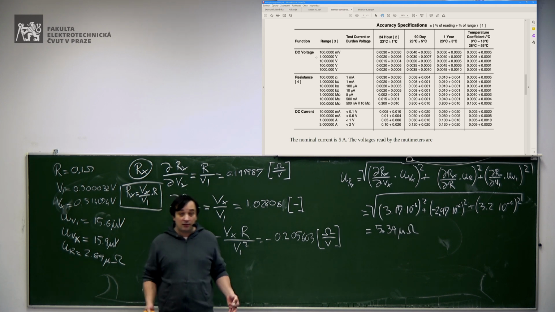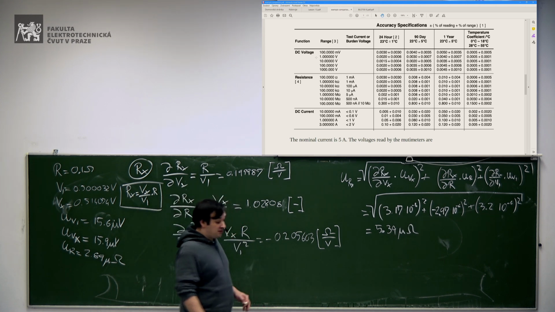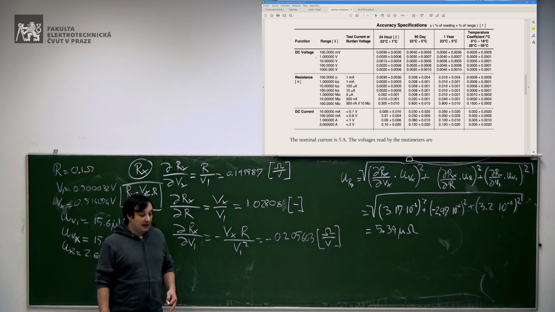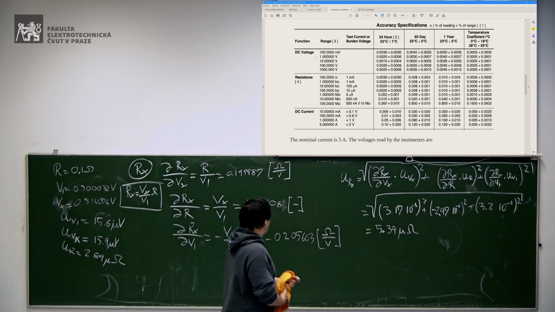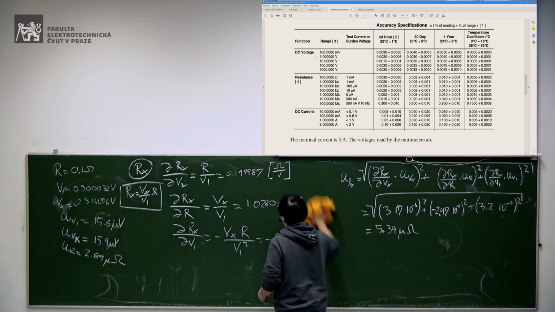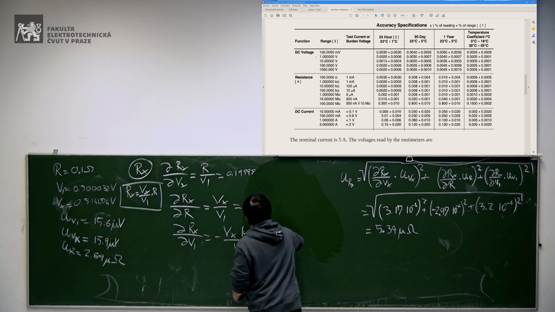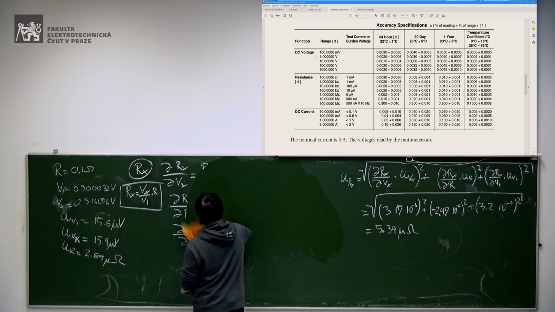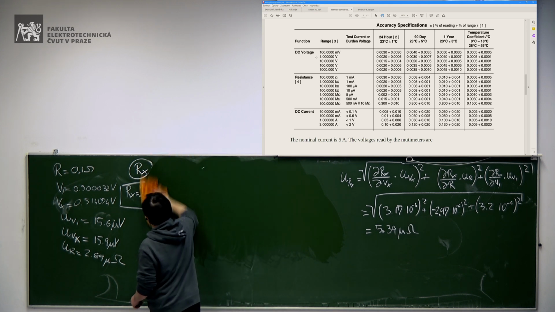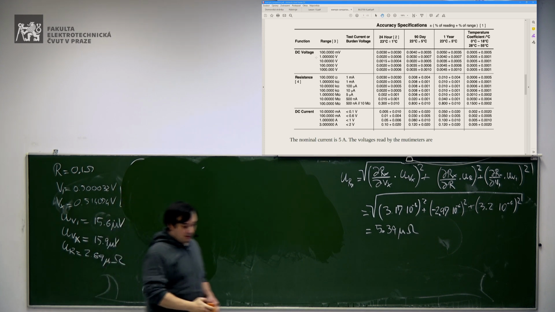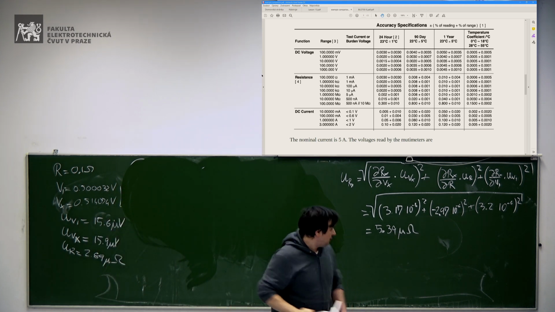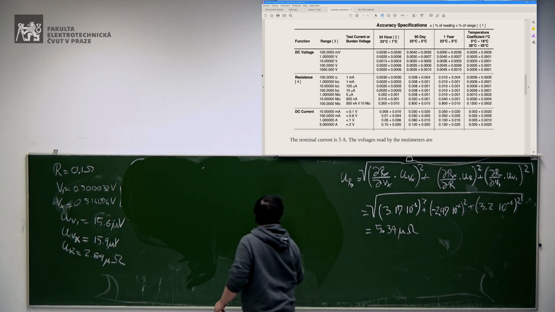instead of using this comparison method? So use this ohmmeter, and you have the range, which is 100 ohms. The smallest range of this ohmmeter is 100 ohms. And we have accuracy specifications also for this mode of the multimeter, okay?